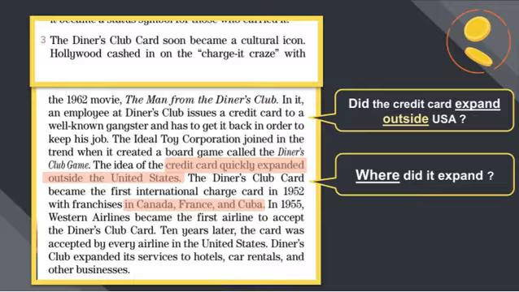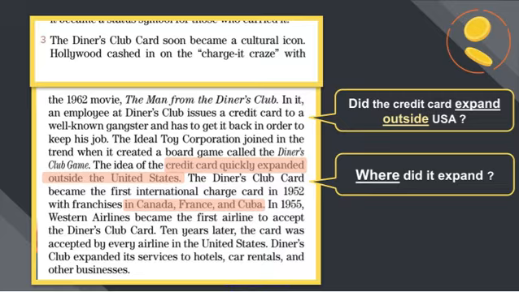So, where did the credit card expand to? Well, initially, these cards started within the United States, but their growth quickly went beyond borders. They expanded into many international markets, changing the way people think about payments worldwide. Did the credit card expand outside the USA? Absolutely. In fact, the global adoption of credit cards marked a significant milestone in financial history.